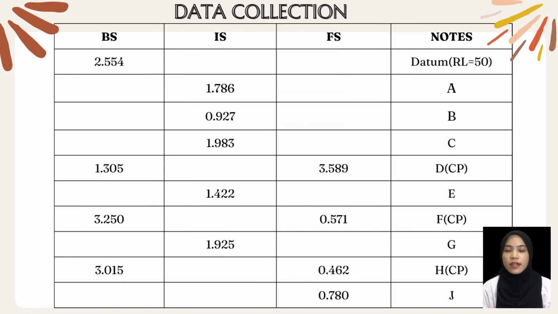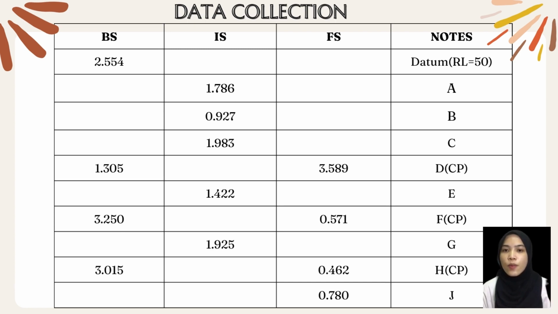Here I want to present about data collection. Okay, from level position 1, the RL is 2.554 and the reading at A is 1.086. Also for B it is 0.927, and then for C we got 1.983, and D is a change point. We change the leveling tools to level position 2. From that we got backsight 1.305 and the foresight we got 3.589, and to E we got 1.422, and F is also a change point.